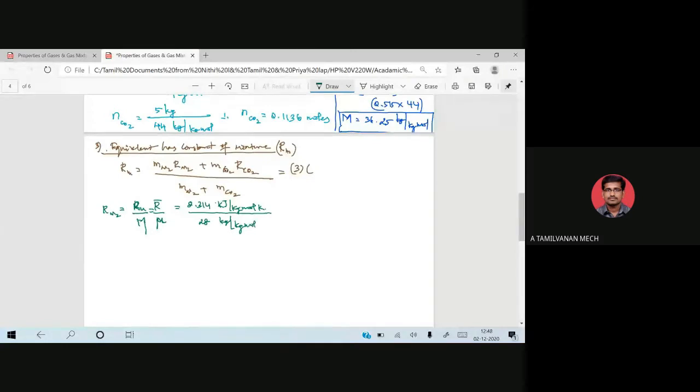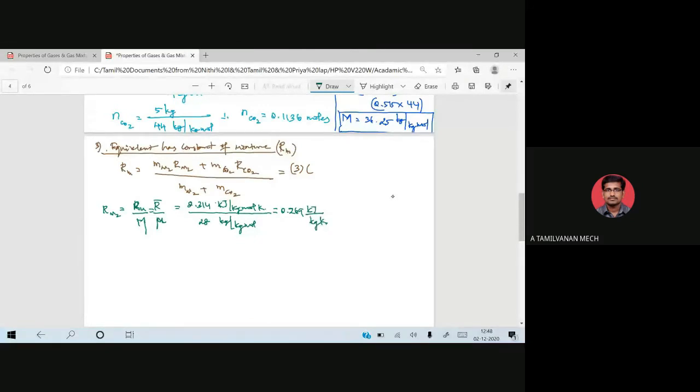After substituting the appropriate values, you can get the R value. So what is the R of N2? It is 0.269, and the unit is kilojoule per kilogram Kelvin.